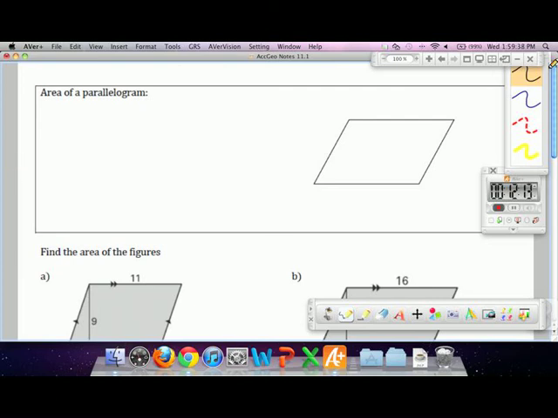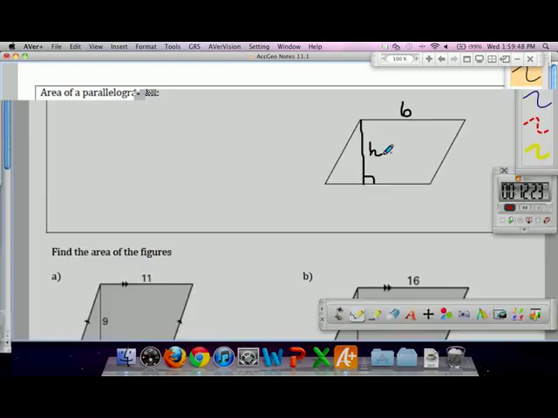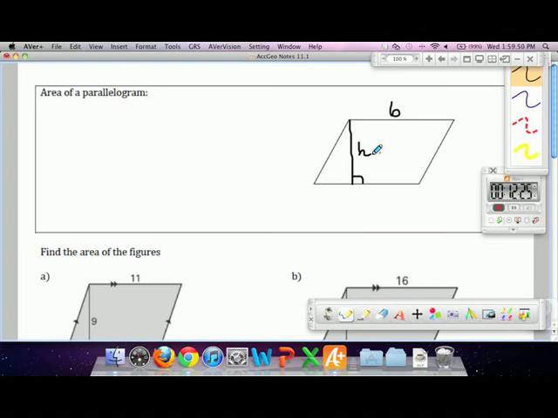If I have, say, a base and a vertical distance between the two, we'll call h for height, then the area of a parallelogram is equal to its base times its height.